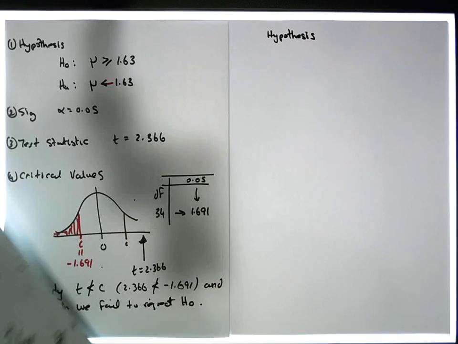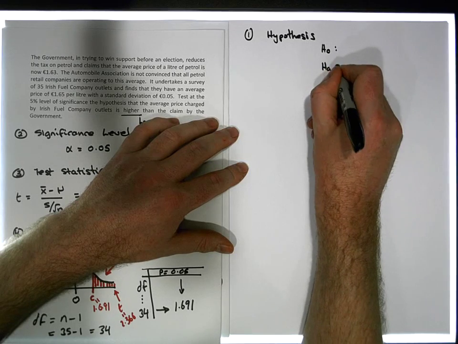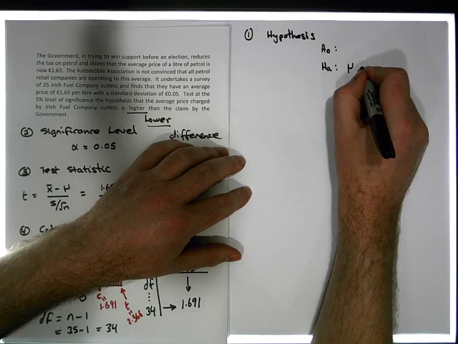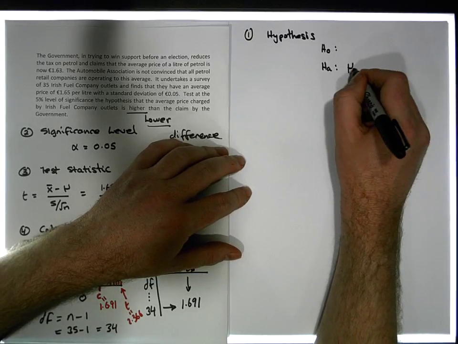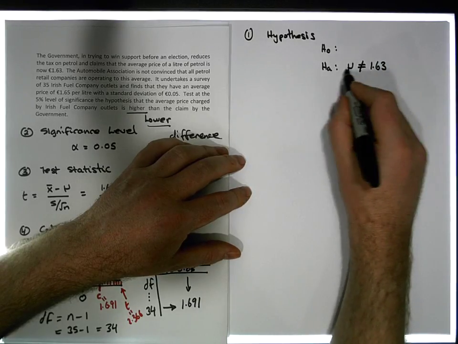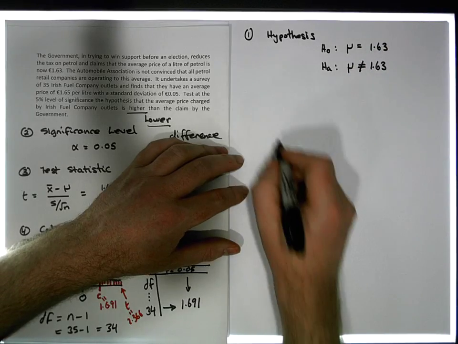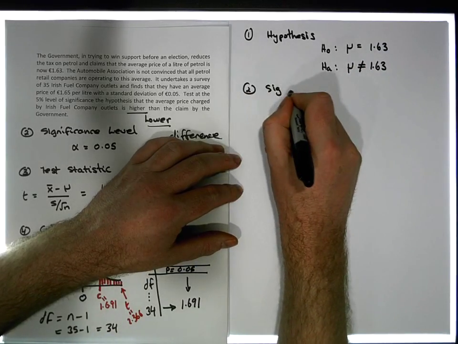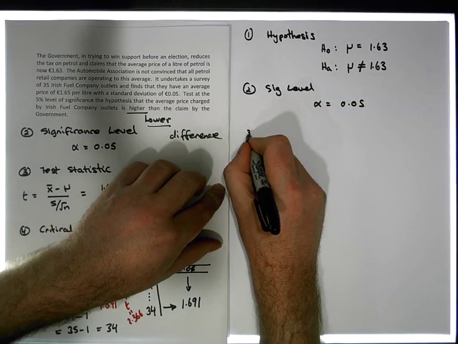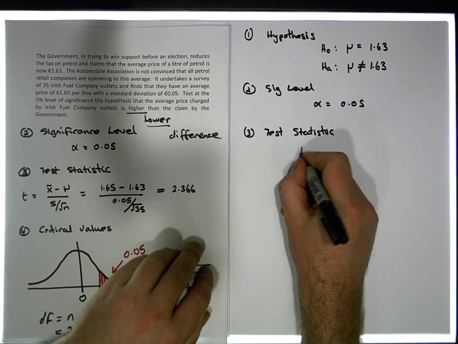So in this case, the hypothesis, step 1, has a null position and an alternative. I want to show that there's just a difference, so I want to show that the mean is either bigger than or less than €1.63, which means that it's not equal to €1.63. That leaves the only other possibility for the null: the mean is equal to €1.63. The significance level is still the same, alpha is equal to 0.05. The test statistic is still the same, t is equal to 2.366.